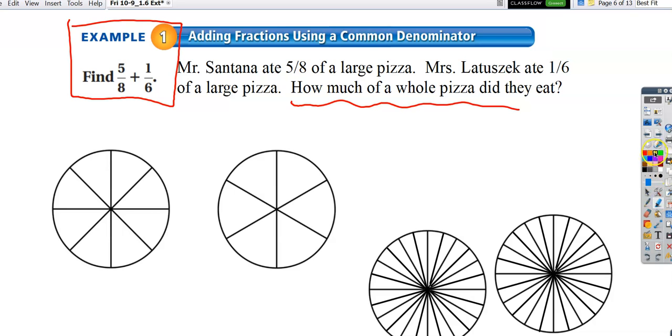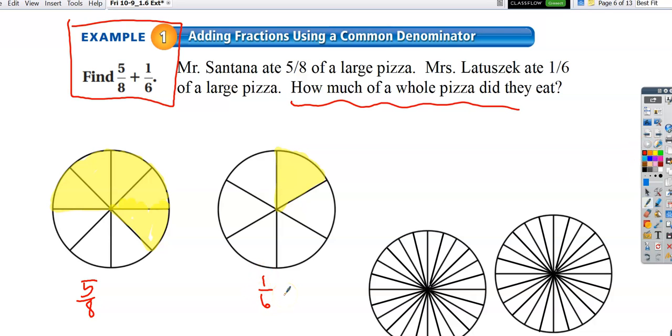So I'm going to go ahead and highlight Mr. Santana's. He ate 5/8, and notice this circle has been cut up into 8 because I'm trying to represent 5/8. So I highlight 5 out of those 8, and I'm going to write 5/8 at the bottom. Okay, now Mrs. Latusek's pizza is cut up into 6. And I'm highlighting the 1/6 because that's what it says she ate. So there we go. Hers is 1/6.